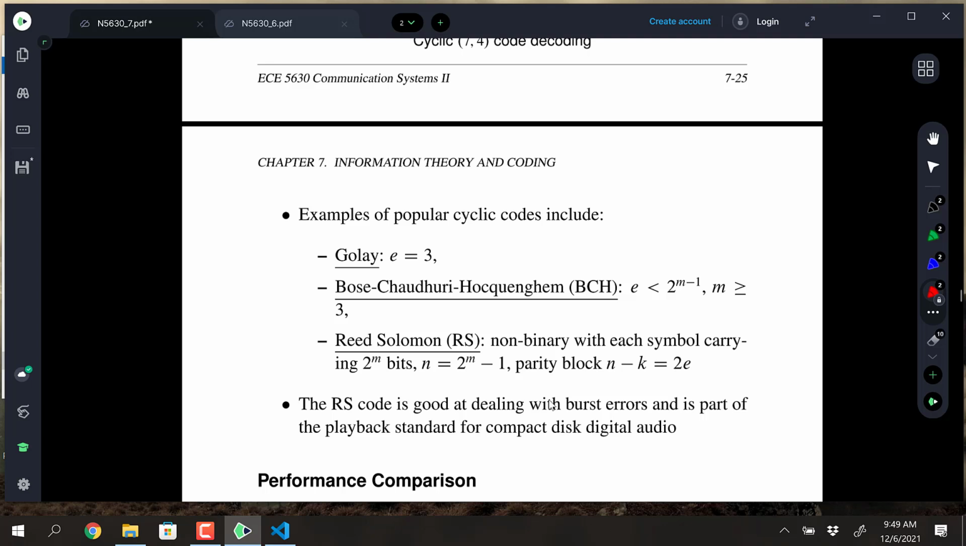Some of the popular ones that are cyclic type codes are Golay, BCH codes, Bose, Chaudhuri, Hocquenghem, I can't pronounce the name, and then Reed-Solomon codes. I know enough to be somewhat dangerous, but Reed-Solomon codes show up for me more often in thinking about them. The compact disc was designed with Reed-Solomon coding in it to protect the raw bits that come off of the CD. It was a Reed-Solomon code.